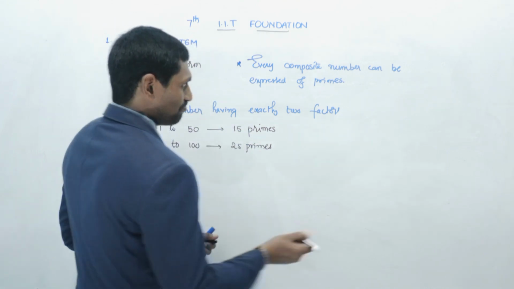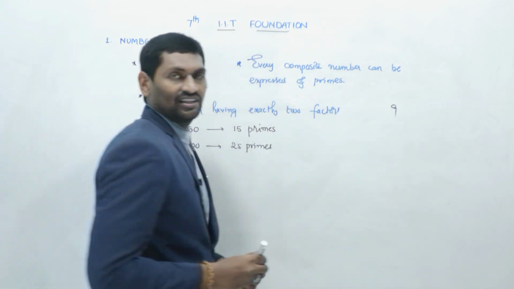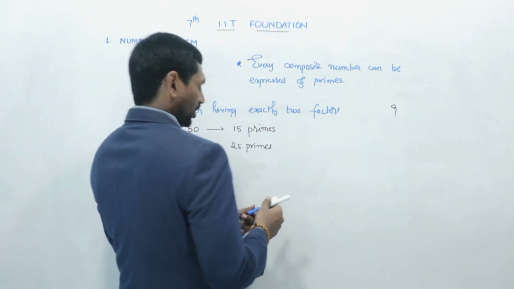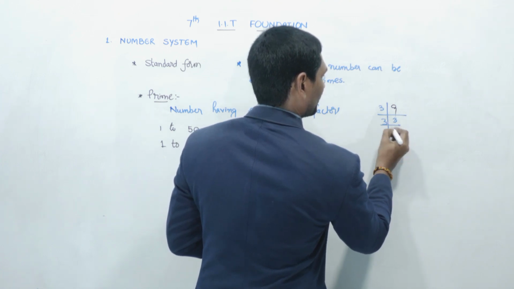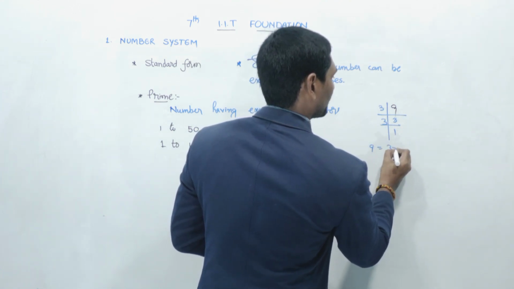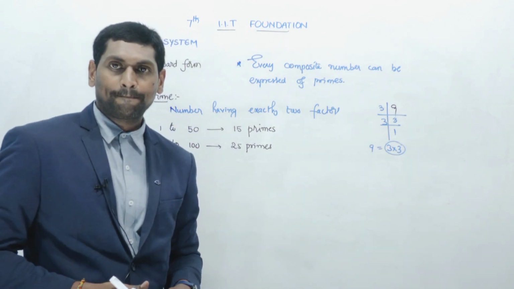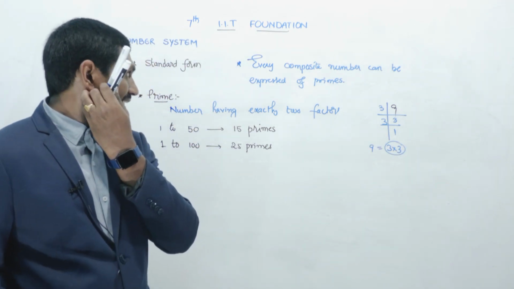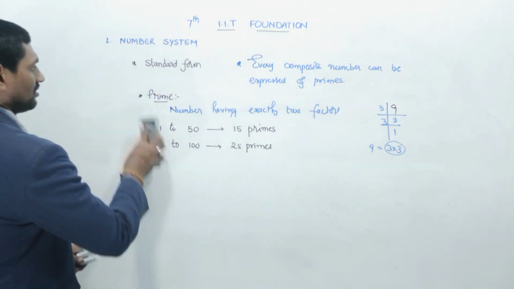Let me check. For example, I am taking 9. 9 we can express as a product of primes. 3 3s are 9, 3 1s are 3. That means 9 can be expressed as a product of primes, both are prime numbers only, 3 and 3. So like that, every composite number can be expressed as a product of its primes.